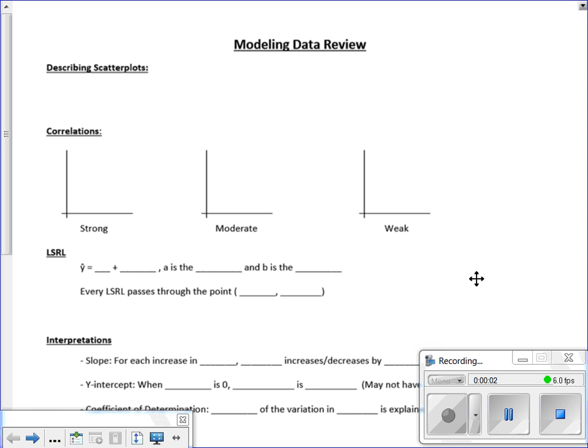All right, next review, modeling data. Remember, this is when we're talking about bivariate data, when we have list 1 and list 2, and we're going to create scatter plots. First thing we want to remember about scatter plots when we're describing them, SOX is out, but we do have another way of describing them.